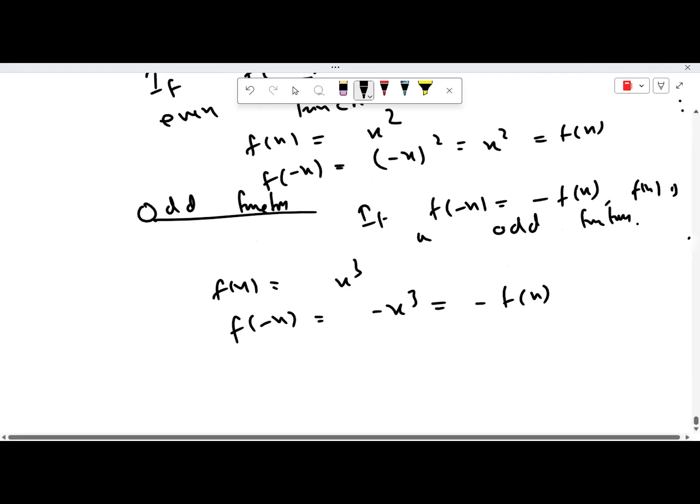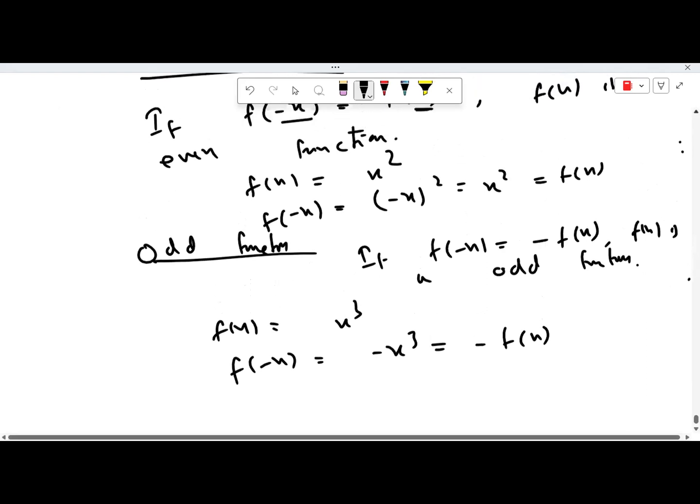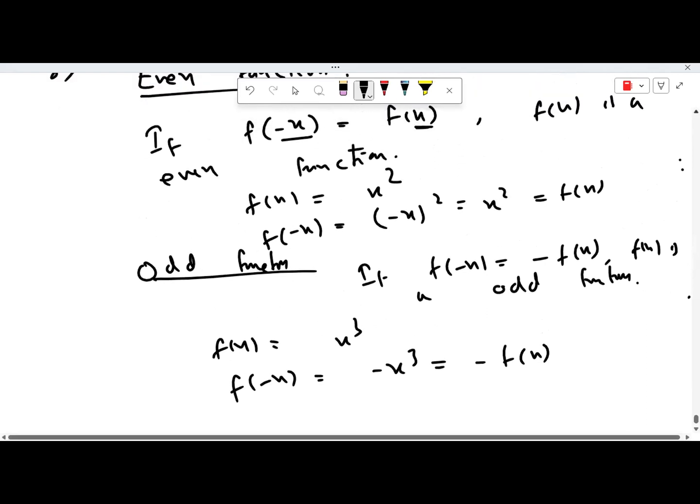Now remember, a function does not have to be even or odd, okay? There can be a third possibility. Every function is not necessarily odd or even. It can be either even or odd or neither. Okay?